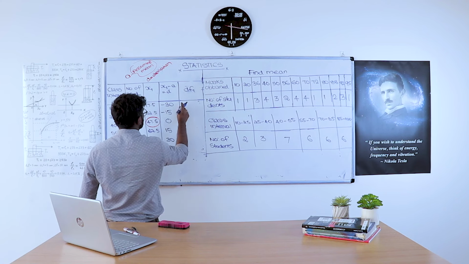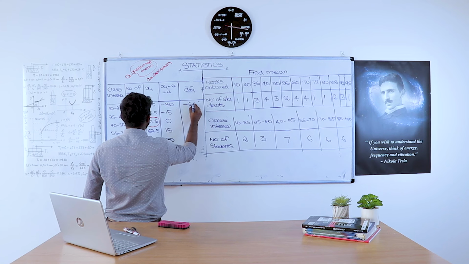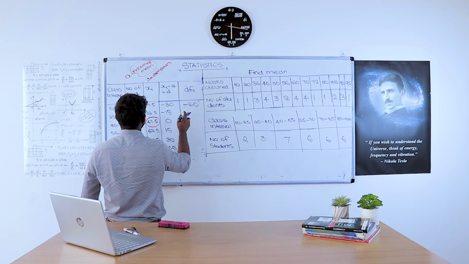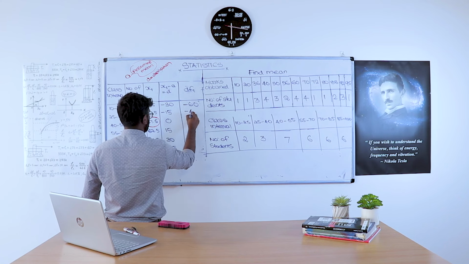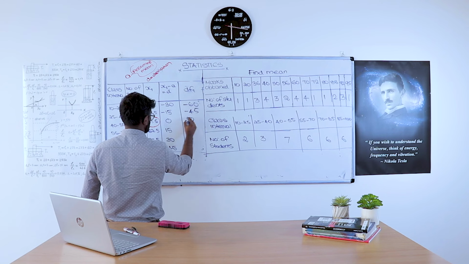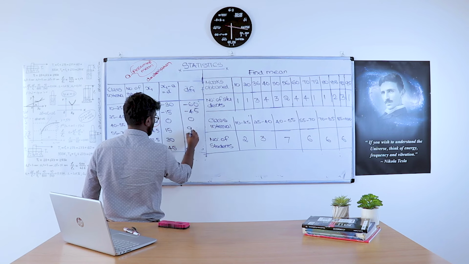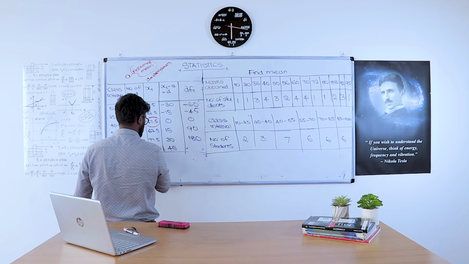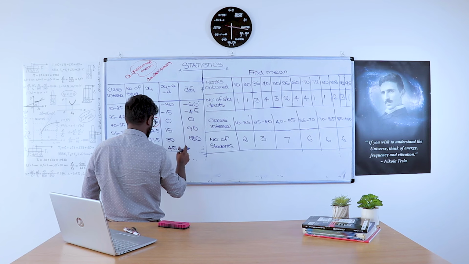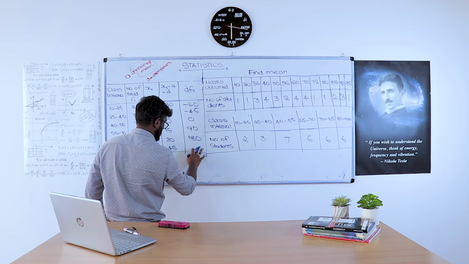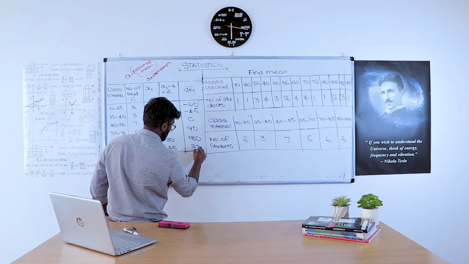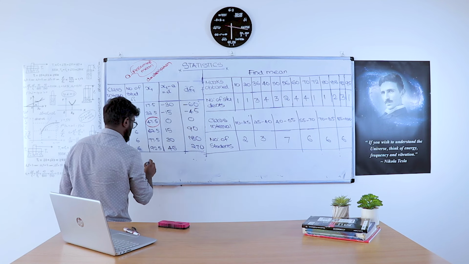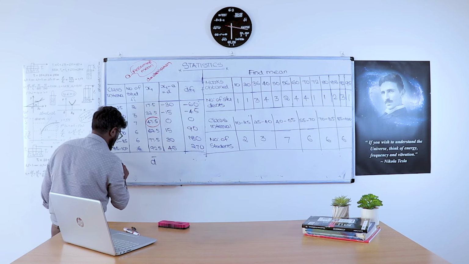So minus 30 into 2 is minus 60, minus 15 into 3 is minus 45, 0 into 7 is 0, 15 into 6 is 90, 30 into 6 is 180, 45 into 6 is 270. Okay, this is correct. Now we want to find out the mean using the standard deviation.